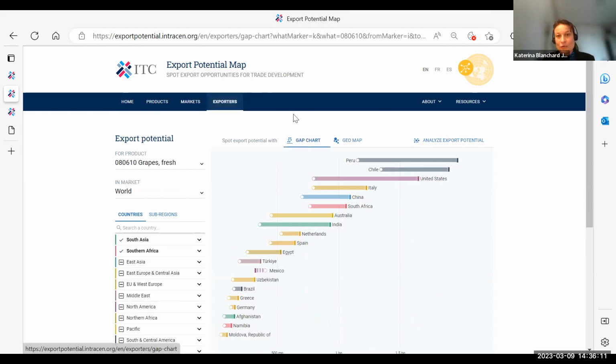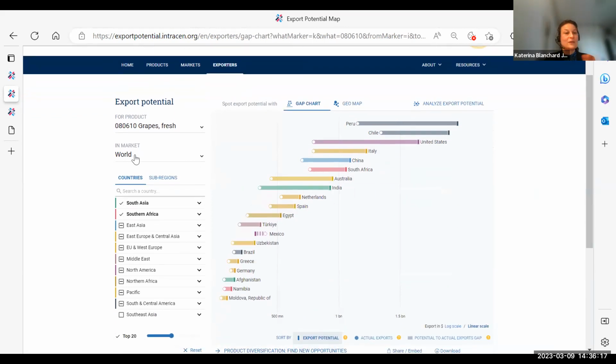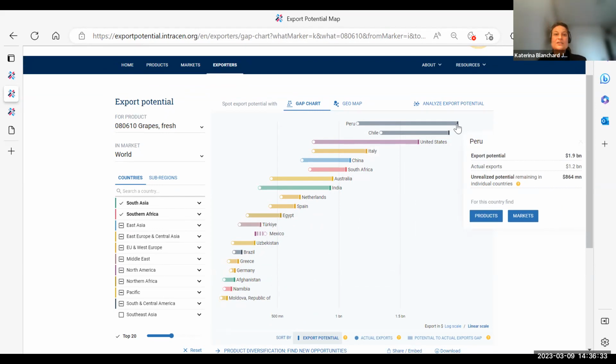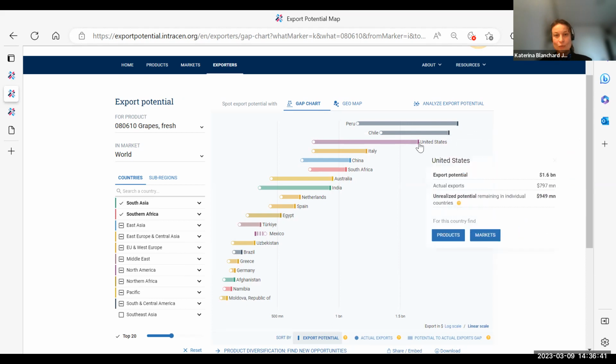For that, we click on exporters. Now we focus on the global market, but we can easily also focus, for example, on the US market. And we see that the export potential for trade in fresh grapes for Peru is actually calculated as the highest at this point. Chile would be second and the United States would be third. So that is also something Maria can show to her client.